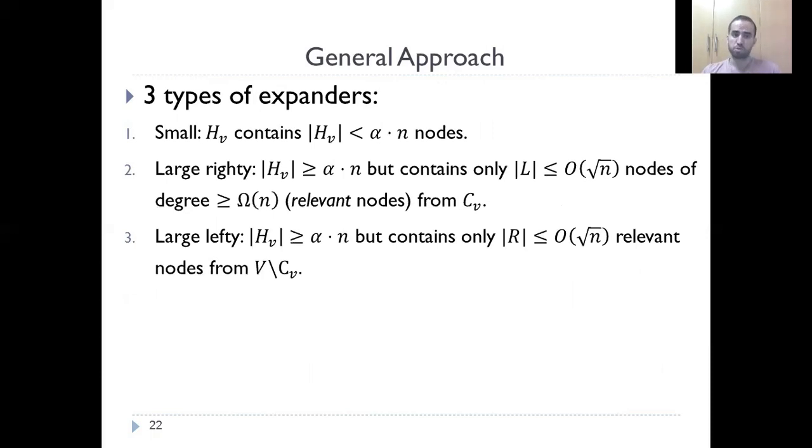Now we observe that there could be three types of expanders: either a small expander, which means it has at most alpha n nodes for some small constant alpha, or it's a large expander. But then by the definition of the expander decomposition, there are limitations on the total number of high degree nodes from the side of V or the side of P in the cut. So a large righty means it has more than alpha n nodes, but at most square root n nodes of high degree from CV, which is the side of V in the cut. And a large lefty similarly has more than alpha n nodes, but at most square root n high degree nodes from the side of P in the cut.